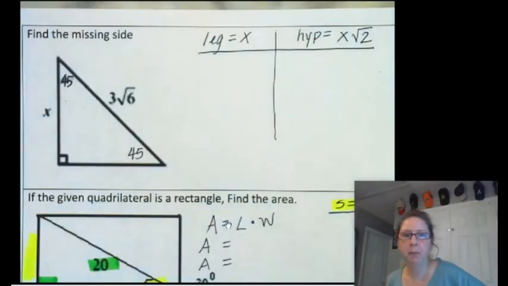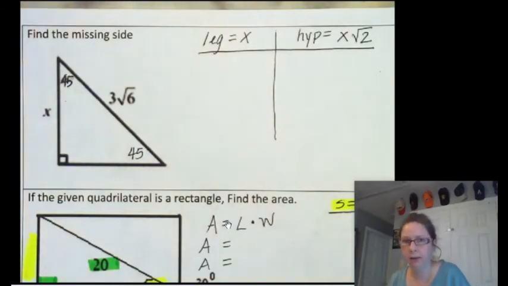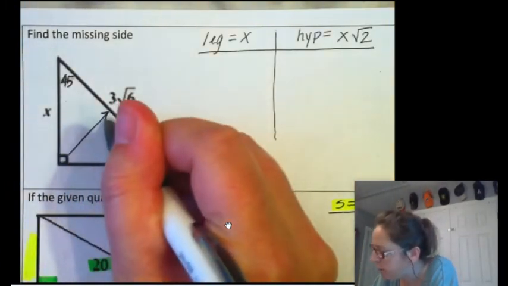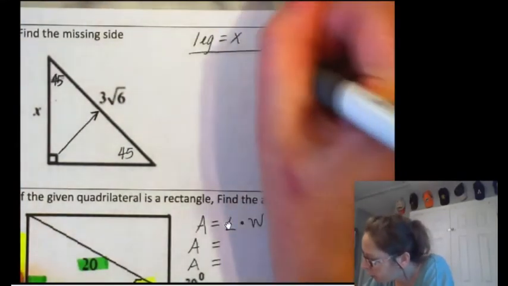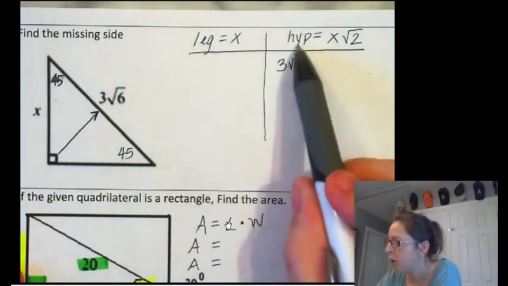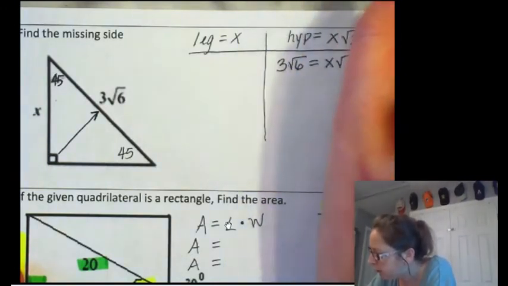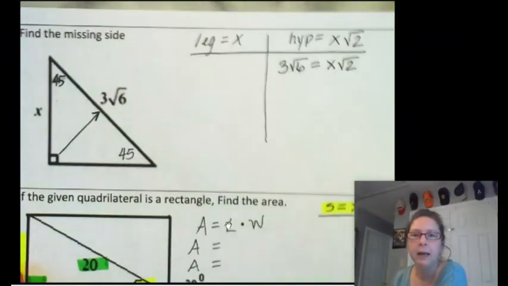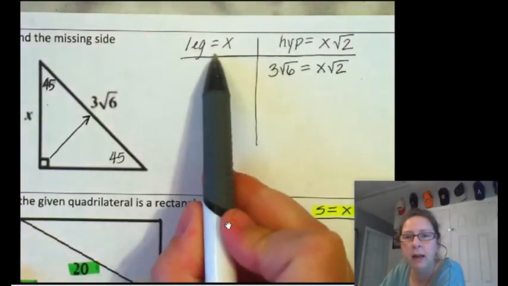Okay, so if you flip your paper over, this is our next example. And in this example, they gave me the hypotenuse. It's opposite the 90-degree angle. So the hypotenuse is 3 square roots of 6. I substituted that in for the word hypotenuse. Let's bring down what that ratio is. Okay, and now I need to solve this for x so that I can figure out what the leg is.